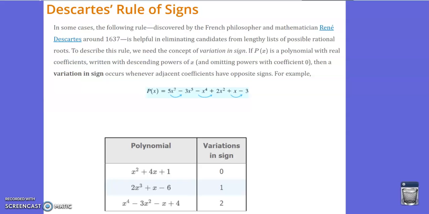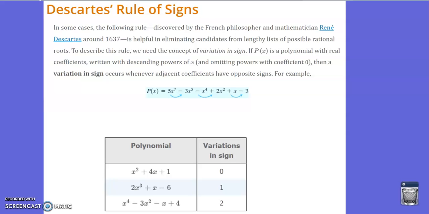So there's a mathematician that came up with a little rule, and Descartes is how you would pronounce it. So Descartes' rule is how you would generally refer to this rule. He noticed that when you have a polynomial and the signs change, something happens with the amount of zeros in the polynomial.